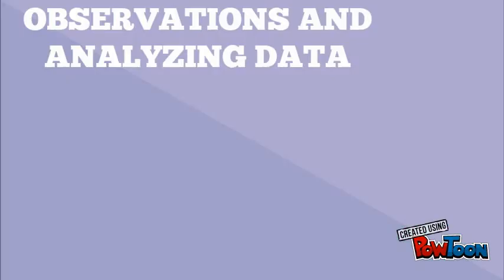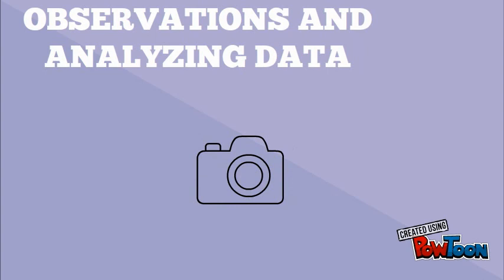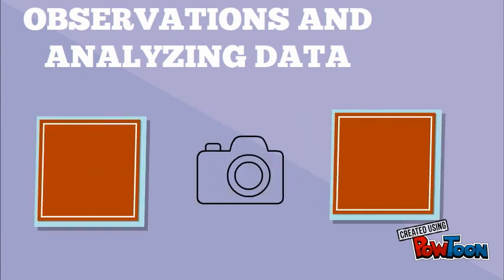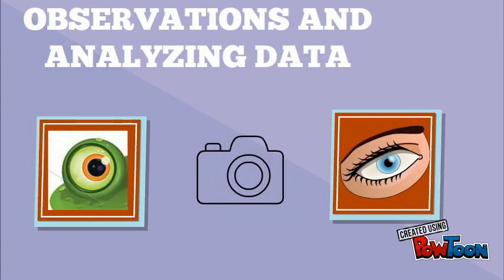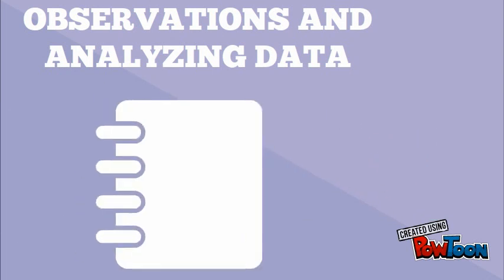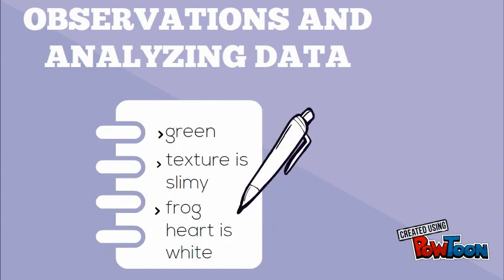When dissecting the frog, make sure to observe and analyze what's happening. You can take some pictures of a human eye and a frog eye and place them next to each other for comparison. Or you might want to record your observations by writing them down in a small journal or notebook.